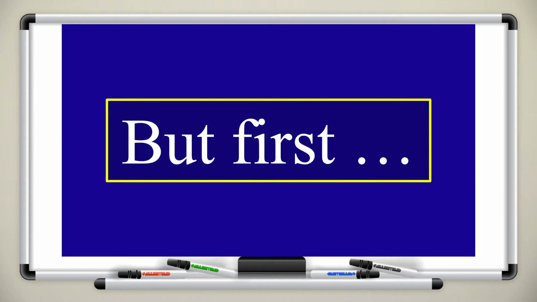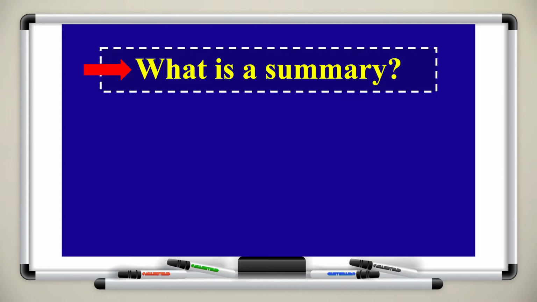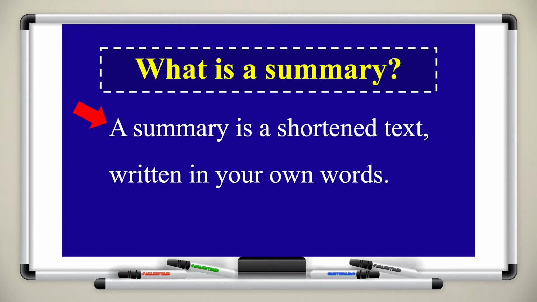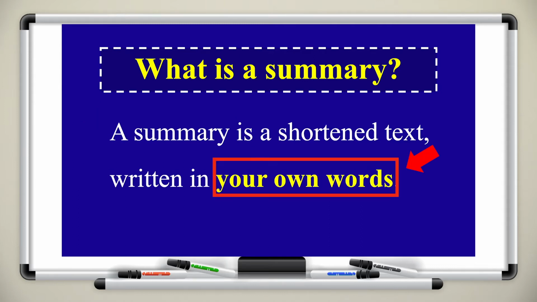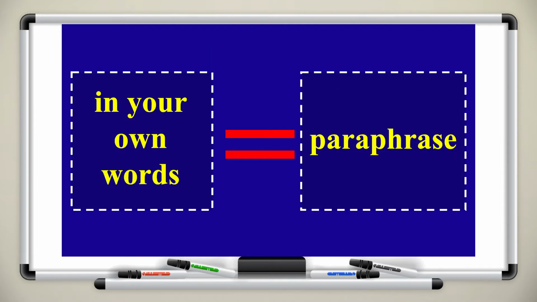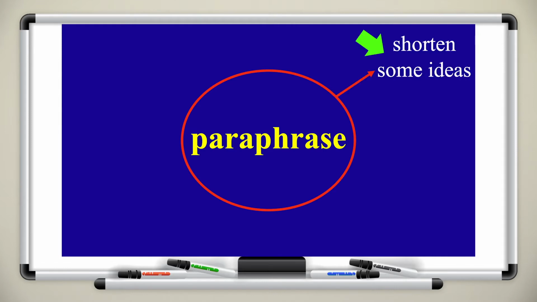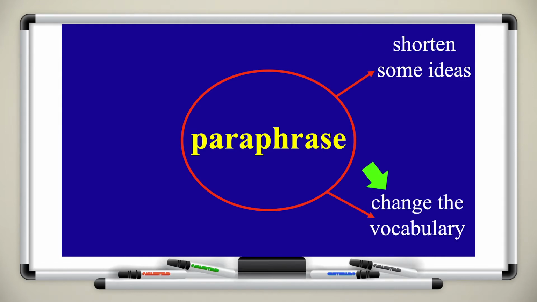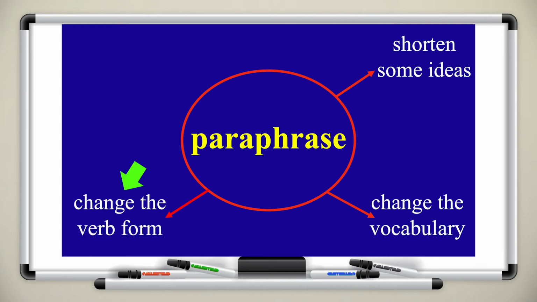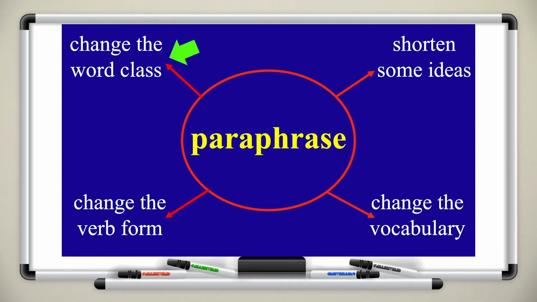However, I'm going to ask you this question. What is a summary? A summary is a shortened text written in your own words. Pay attention to written in your own words. In your own words means you have to paraphrase. So how can one paraphrase? You can shorten some ideas. You can change the vocabulary in a certain sentence. You can change the verb form. And you can also change the word class from a noun to an adjective or an adjective into an adverb or a verb, and etc.